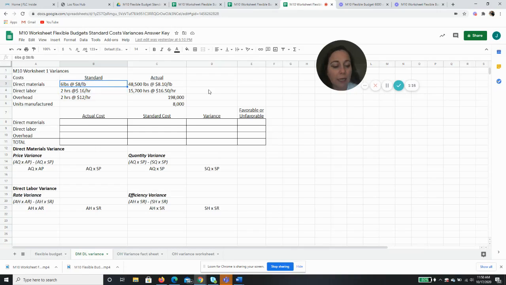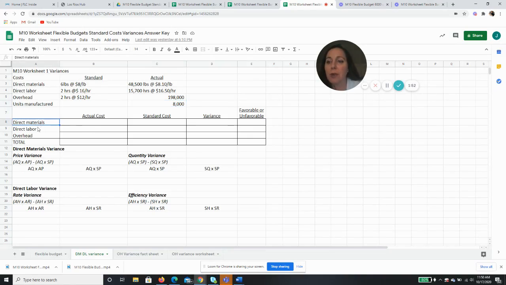In actuality, we used in this period 48,500 pounds, and we paid $8.10 a pound. So we already know we're going to have some sort of a variance because we expected to pay $8 a pound. We used 15,700 hours at $6.50 an hour. So again, we know we're going to see a variance there. And our overhead was 198,000. We manufactured 8,000 units.